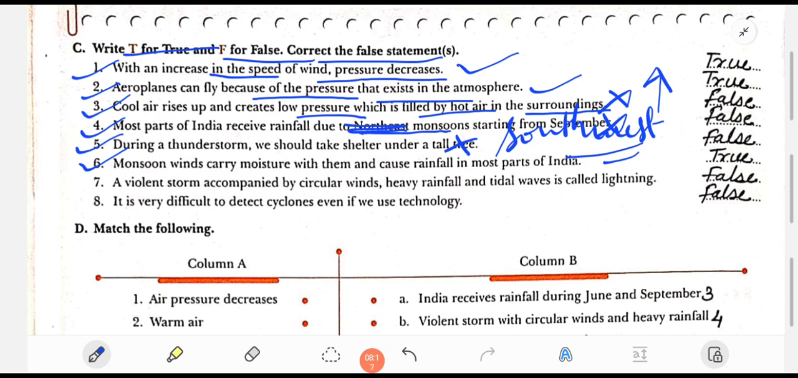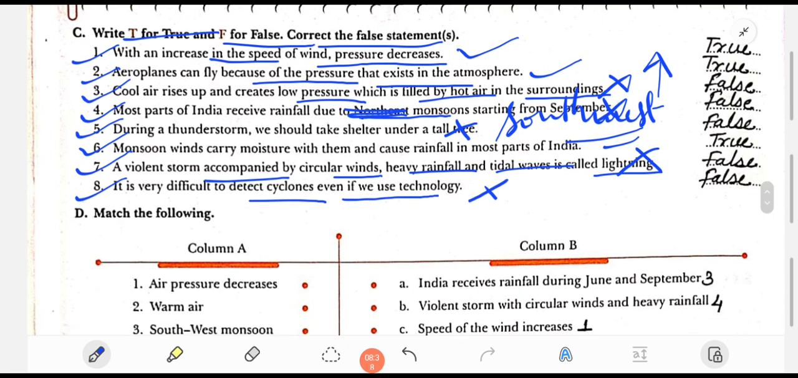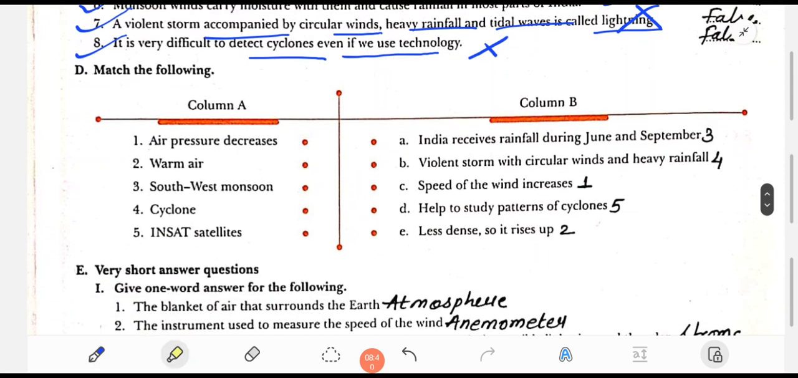Then sixth is, monsoon winds carry moisture with them and cause rainfall in most part of the India. This is true. Then seventh is, a violent storm accompanied by circular wind, heavy rainfall, tidal wave is called lightning. It is false. Then next is, it is very difficult to detect cyclone even if we use technology. It is false.